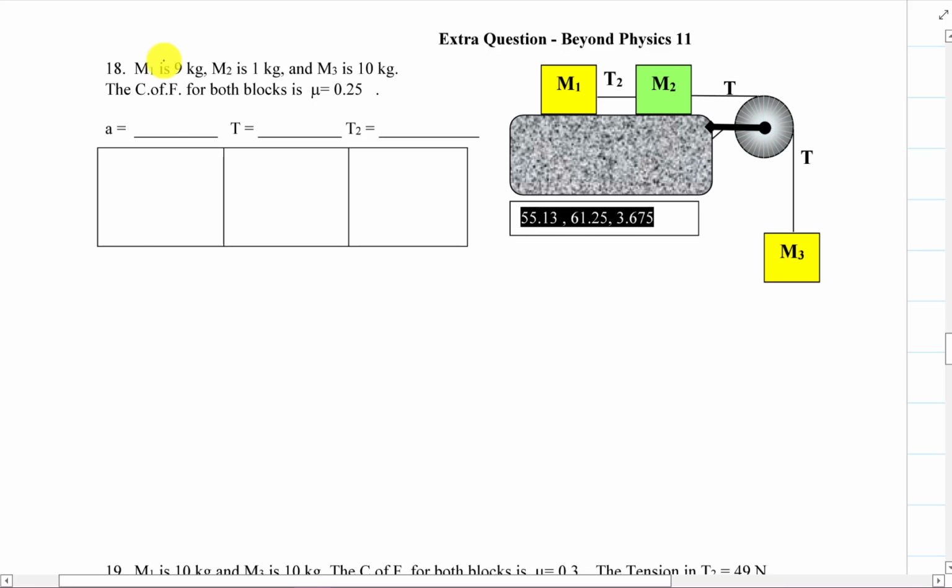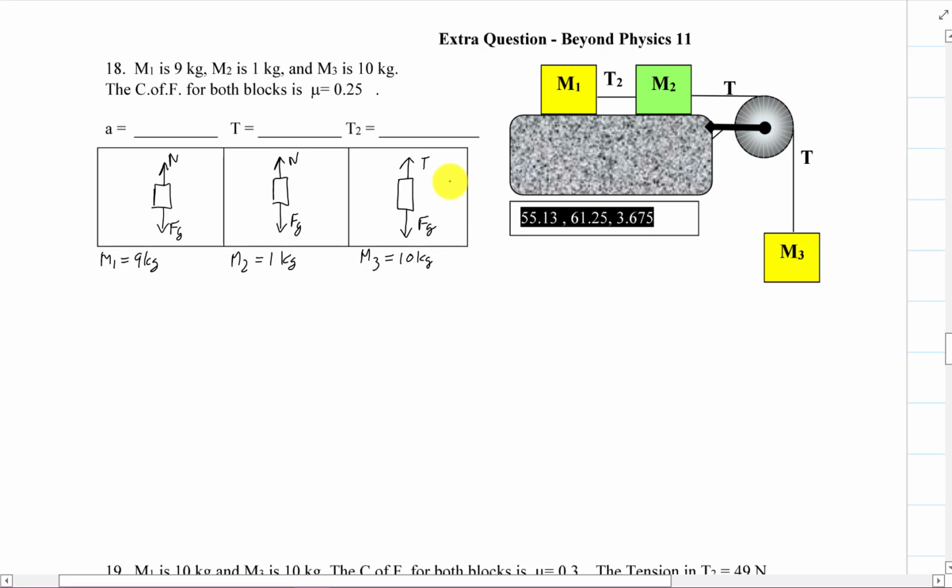We're going to do M1 here, and the mass of M1 is 9 kilograms. And this is M2, and the mass of this is 1 kilogram. And this is M3, and the mass of this is 10 kilograms. Let's just draw them. There's a normal and a force of gravity because it's on a surface. This one has a normal and a force of gravity because it's on a surface. But this one doesn't have a normal. It has a tension force up and a force of gravity down.